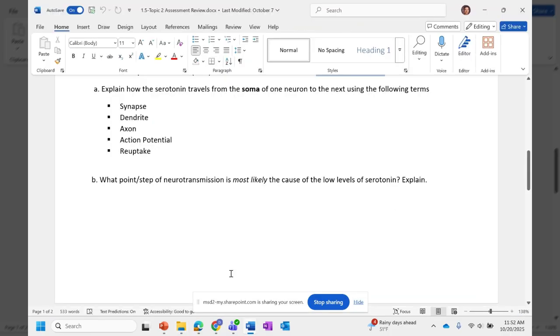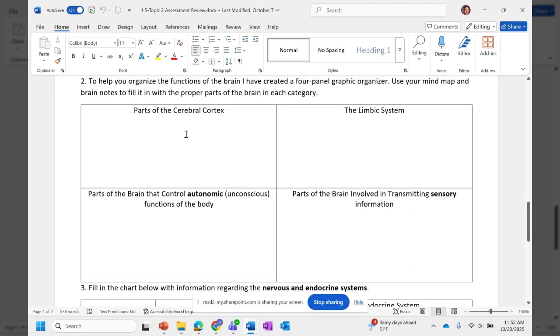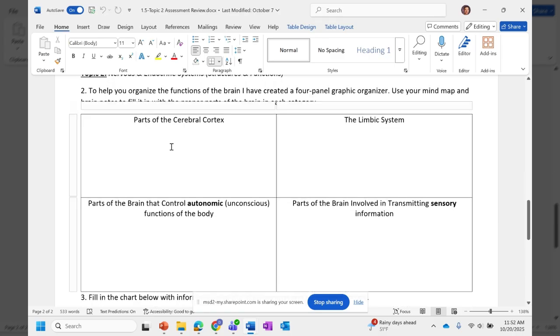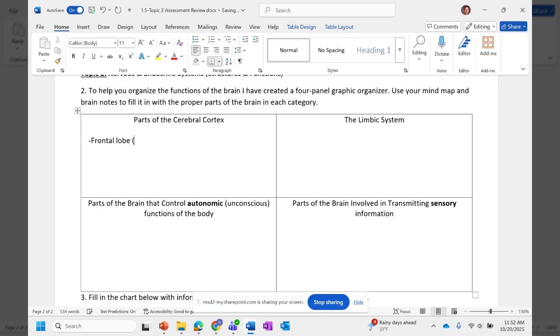So let's do the study guide. What I try to do is think about the 4 big things that you'd want to focus on with the brain and think about what they do, and that helps you categorize things. So the first thing is the parts of the cerebral cortex. That's the big folded part of the brain that is not unique to humans, but the development of it is fairly unique. So you've got the frontal lobe, and that's the thing that deals with thinking, executive functions, reasoning, etc.